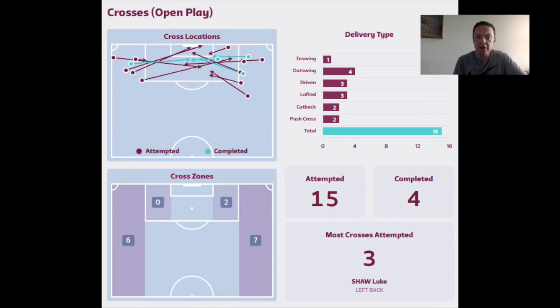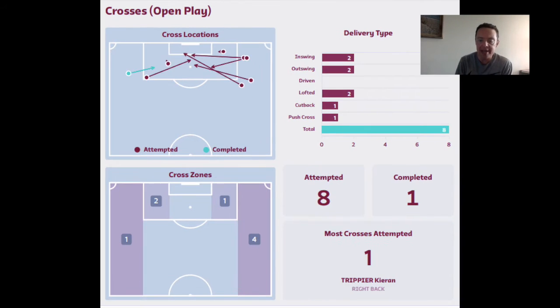And another way of looking at the data is to look at the crosses, and you can see here England had 15 crosses against Iran, and they're brilliant when they get the fullbacks crossing, Trippier and Shaw, but they only had 8 crosses against the US, and only one of those was successful.